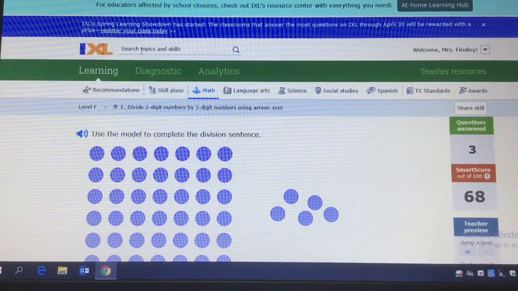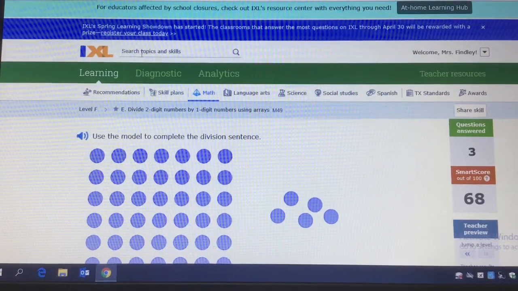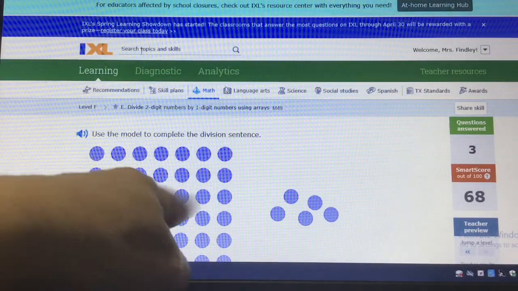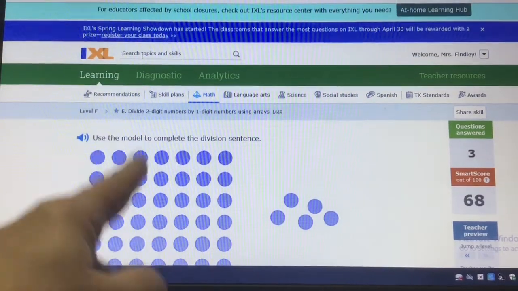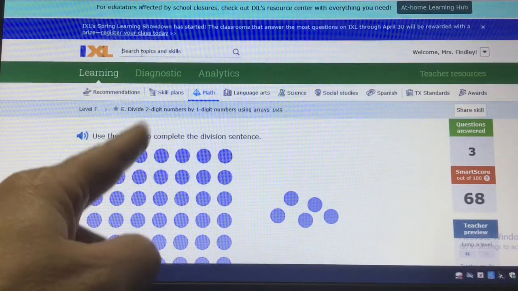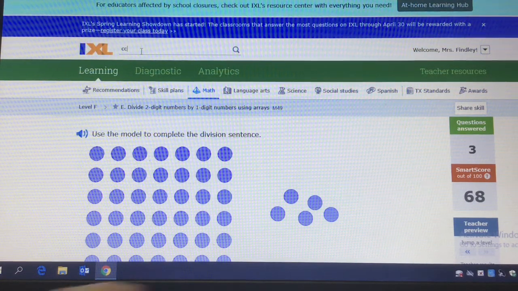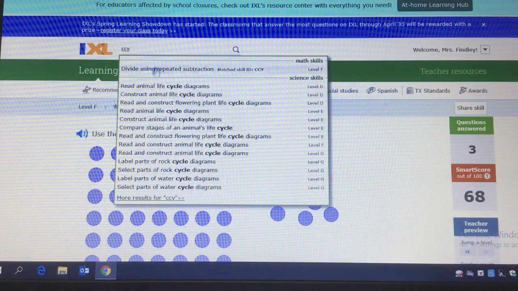So the next one that I want you to look at today is another way that we can divide. Doing arrays is one way to divide, and you can always draw your own array on a piece of paper when you go to divide. So you can make your own arrays. But this next method is something different. It's called repeated subtraction.